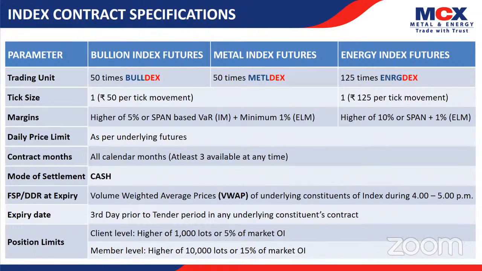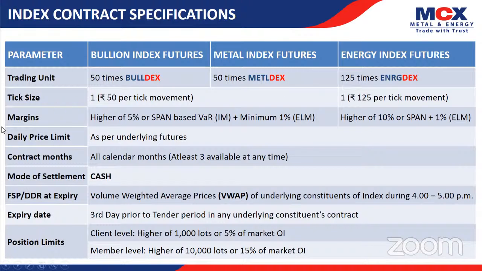Okay. So what do we have in these index derivatives and their contracts? These are very detail oriented products whereby you will see the three index futures have their corresponding index as an underlying. So if it is a Bullion index future, the underlying is MCX iCOMDEX Bullion, or Bulldex. Metal index futures will have the underlying as the metal index, or we call it Metaldex. Energy index futures will have the underlying as the energy index, which is running right there live.